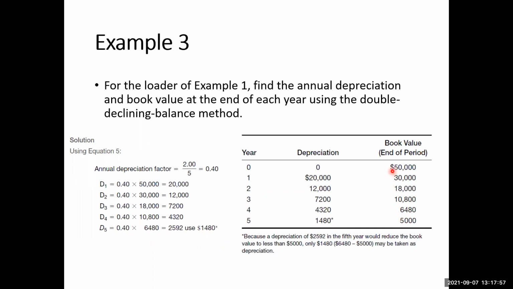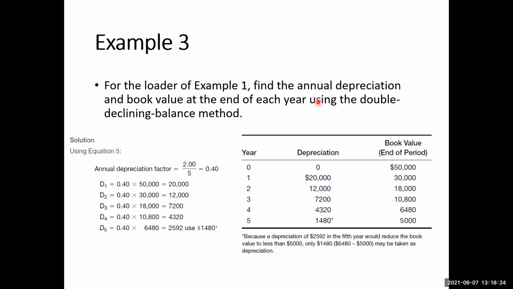So the advantage of this method is the same as in the sum of the years digit method. It also depreciates the asset earlier in the life of the asset, but the disadvantage is that sometimes we cannot reach the salvage value, so we need to use some other method such as the straight line method to reach the salvage value of the asset.